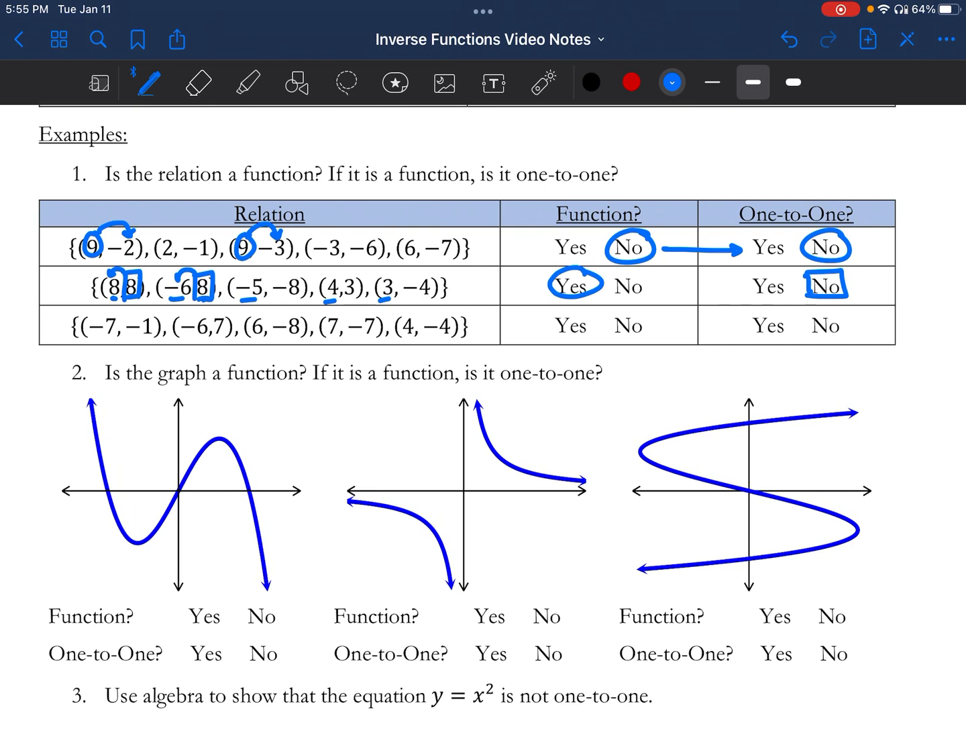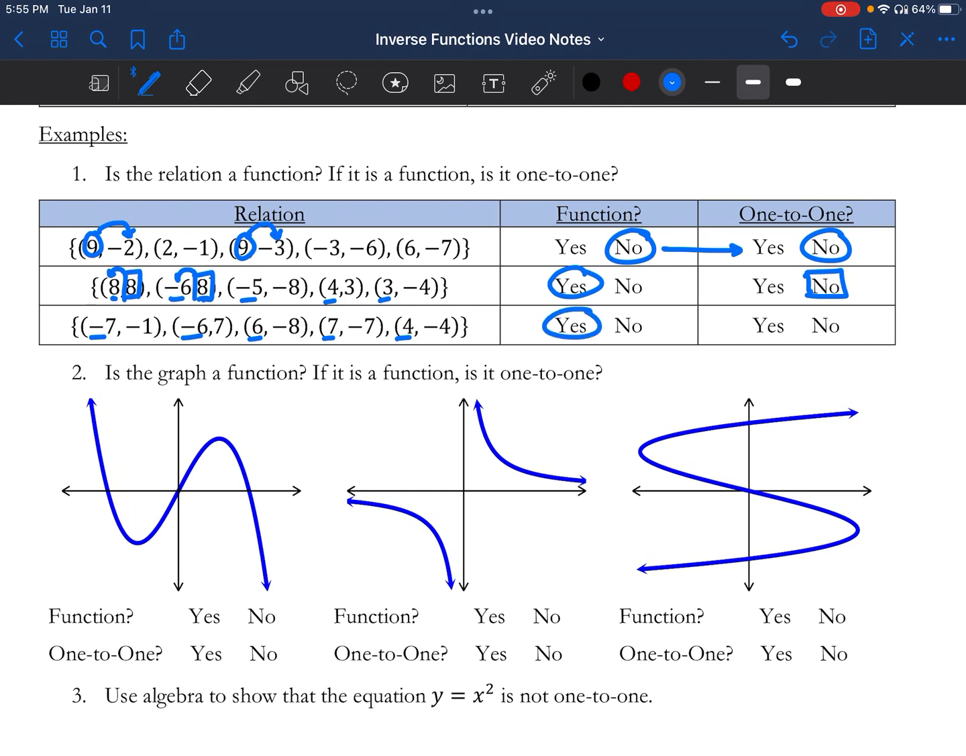They're connected to them. Now, the last one I'm going to do is I'm going to check real quickly again to see if it's a function first. That's what I always want to check first. So I'm going to look at those x values: -7, -6, +6, +7, +4. None of those x values repeat. No x's go to any different y's, so I know that that's a function.